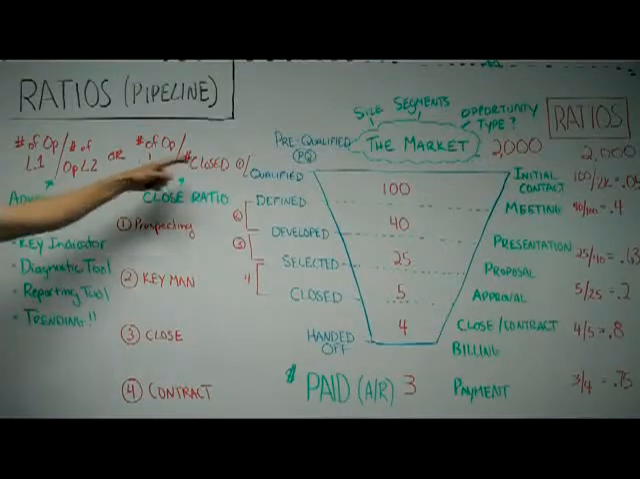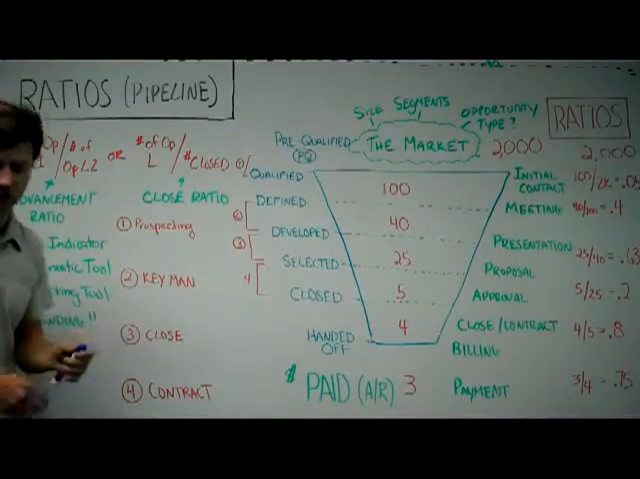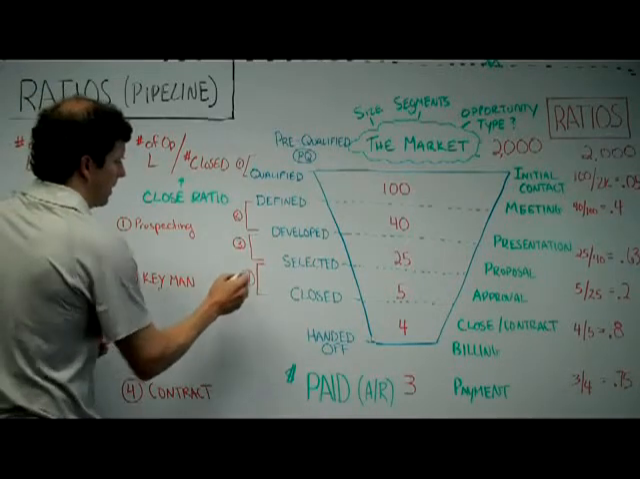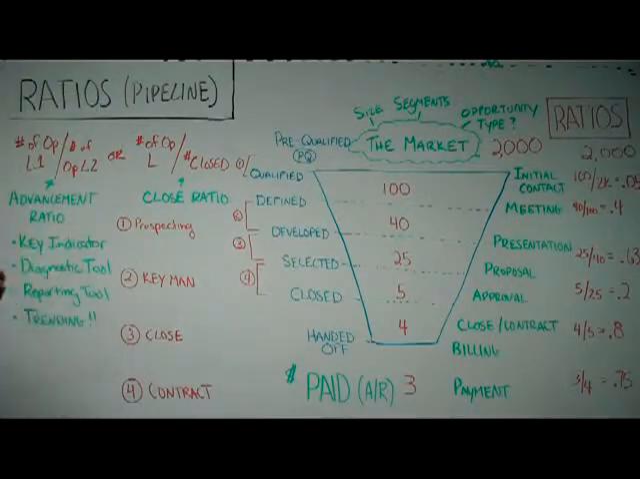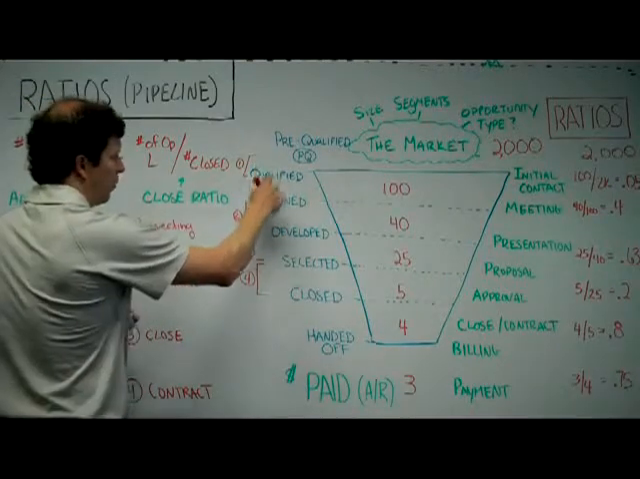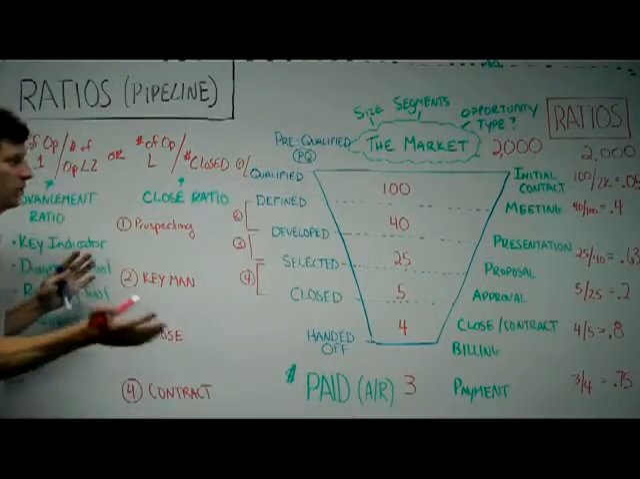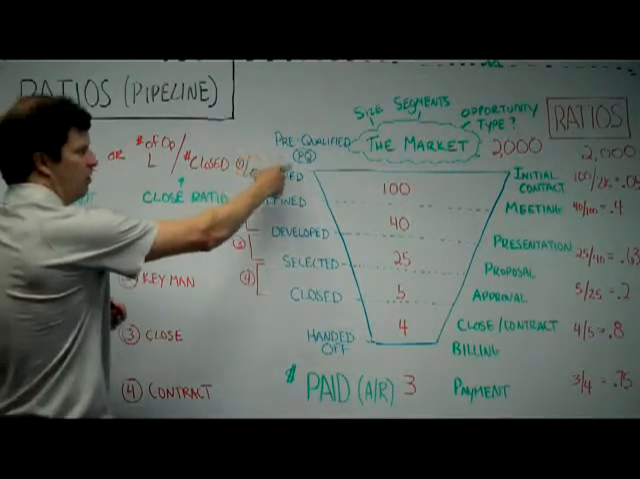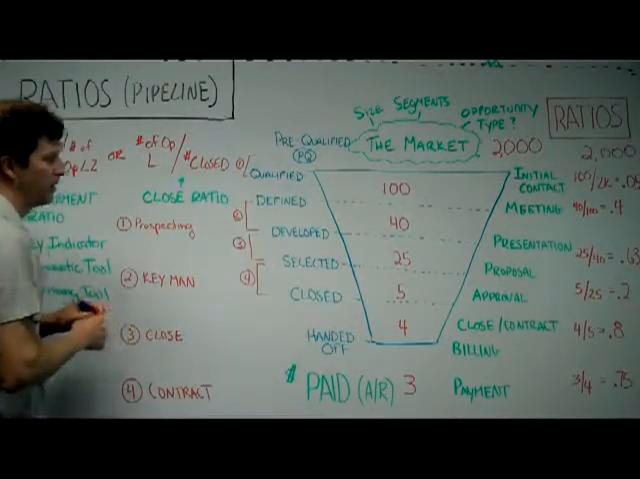So what I've done here is I've picked 4 ratios for us to look at. And we'll talk about what these ratios are. And these are all advancement ratios. So the first ratio here is, how many people did I move from pre-qualified to qualified? I just randomly named this one my prospecting ratio. That tells me how good I am at prospecting from month to month.